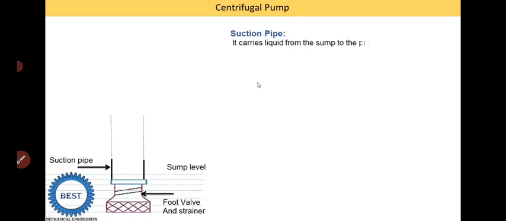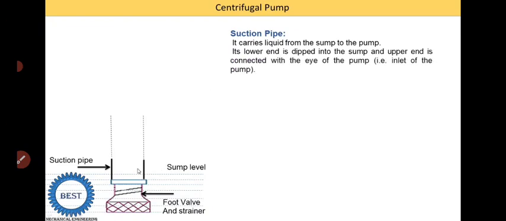The suction pipe carries the liquid from the sump to the pump. This is the sump and here the pump is installed. So it carries the liquid from the sump to the pump. Its lower end is dipped into the sump, and this is the upper end. The lower end is submerged inside the sump level and connected to the foot valve and strainer. The upper end is connected with the eye of the pump, that is the inlet of the pump, known as the eye of the pump.